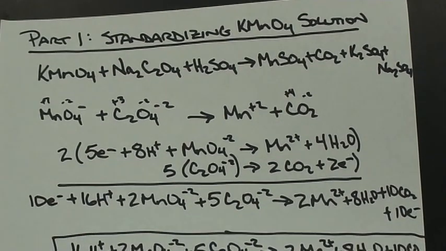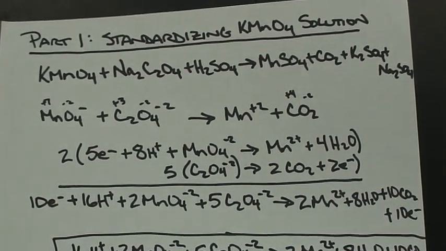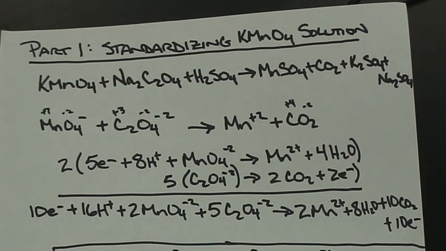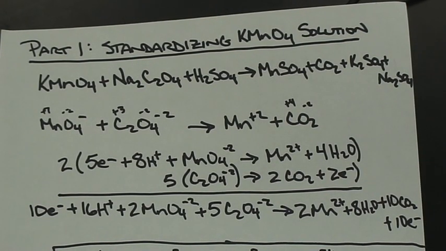So this is a redox reaction. As you can see, my carbon is going from a +3 to a +4. My manganese is going from a +7 to a +2. So we're definitely seeing a redox reaction, and since it's in an acidic solution, remember the steps. We have to separate the half reactions according to the redox reaction.